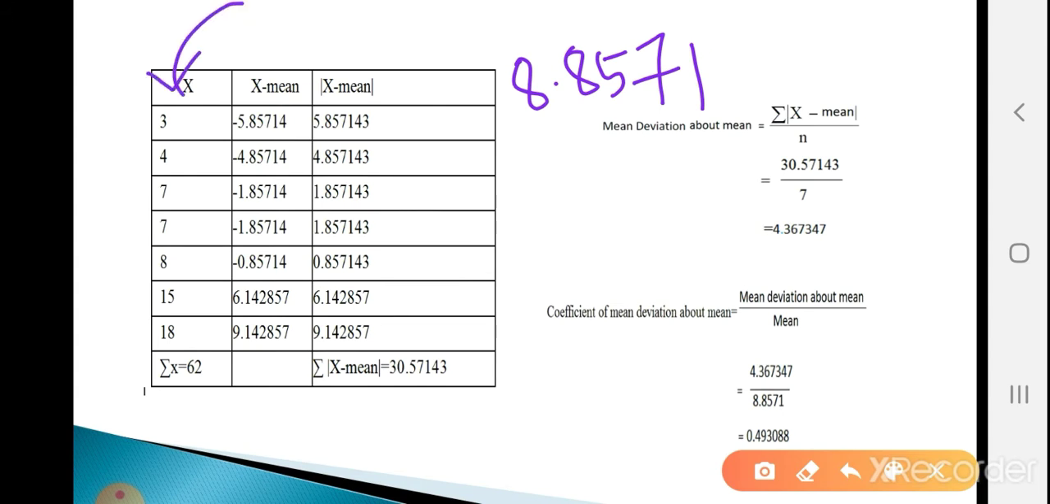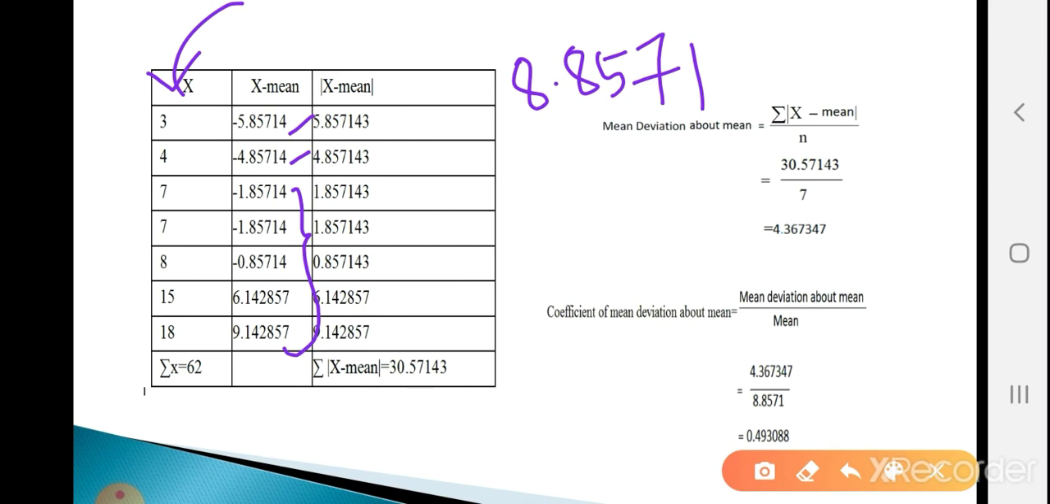So, the first value of x is 3. So, 3 minus 8.8571, the value is minus 5.85714. Then 4 minus 8.8571, that is minus 4.85714. Similarly, calculate the remaining ones.